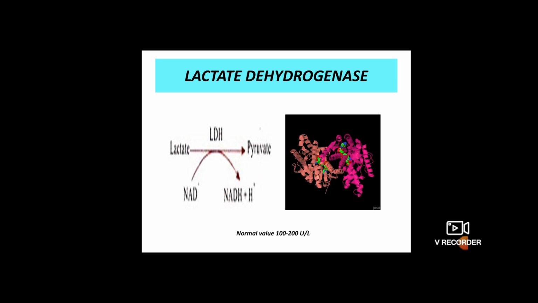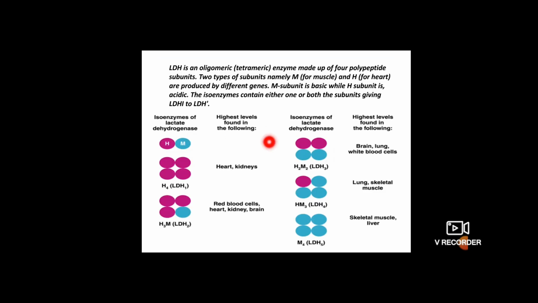And the very important thing is, for diagnostic purposes, we should know the normal value. The normal value is 100 to 200 units per liter. Units per liter is a way of representing enzyme activity. That means this much of the substrate is converted to product. This is a very important slide here.